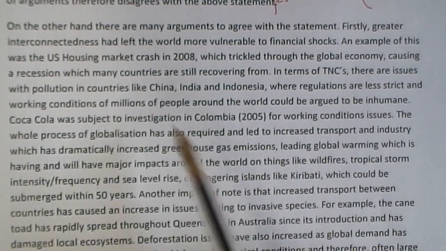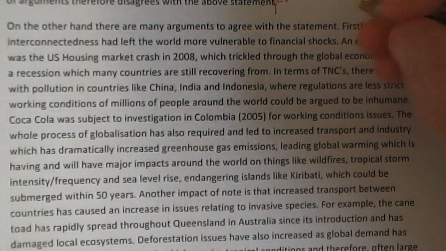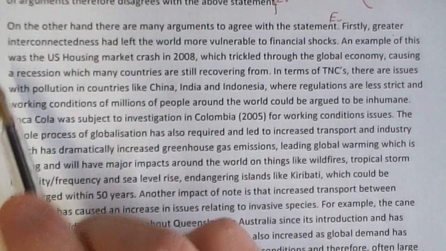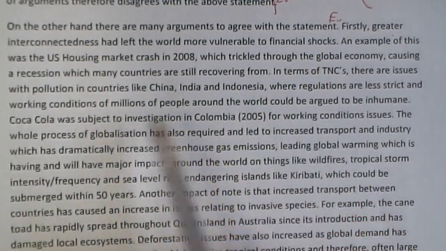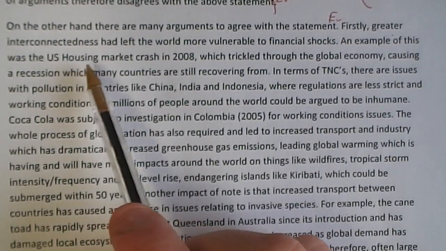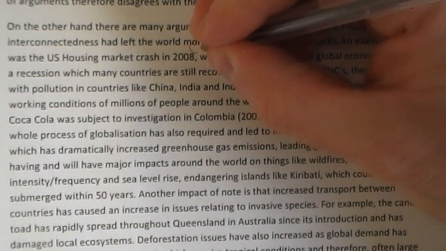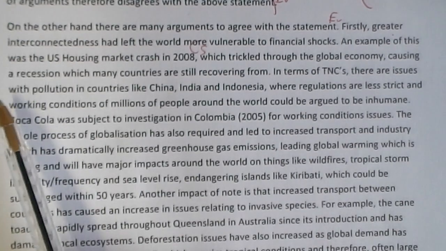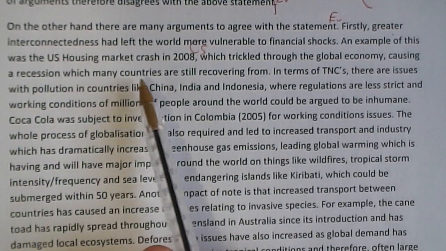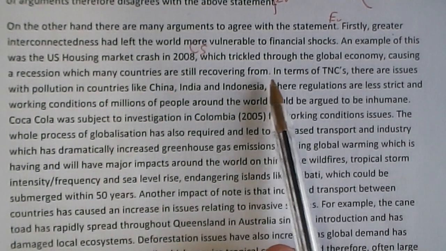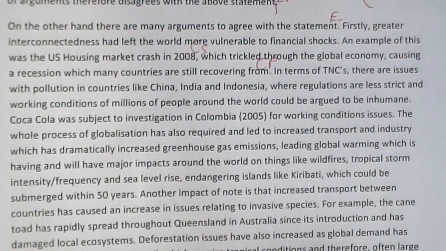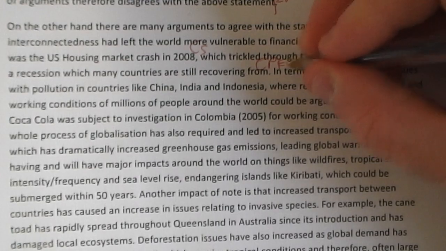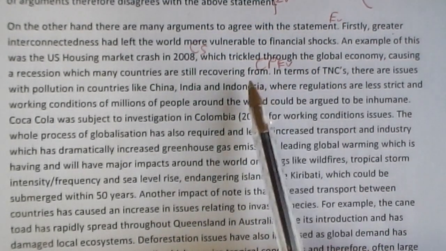On the other hand, there are many arguments to agree with the statement. A bit of evaluation there. Firstly, greater interconnectedness has left the world more vulnerable to financial shocks. An example of this was the US housing market crash in 2008, bit of case study, which trickled through the global economy, causing a recession which many countries are still recovering from. So, I mean, that's just great knowledge of the concepts and the processes again, and they're laying out a negative argument, so it's good evaluation.